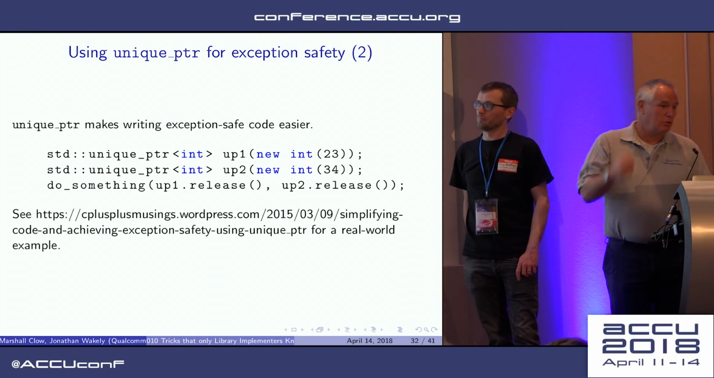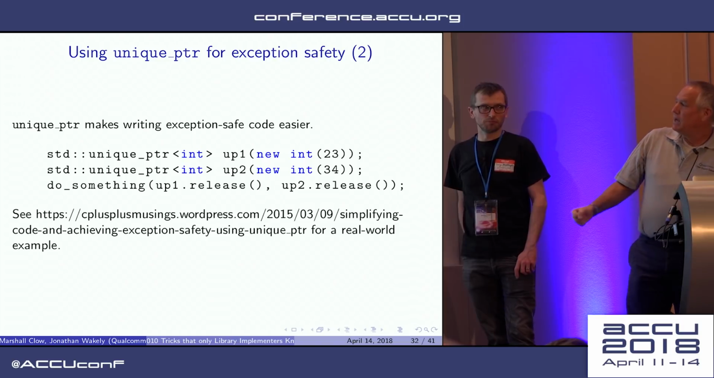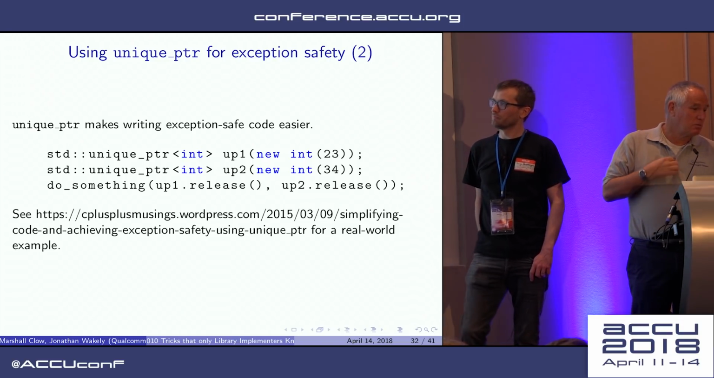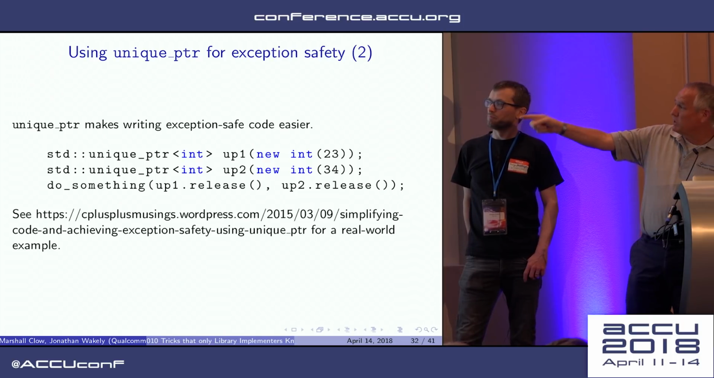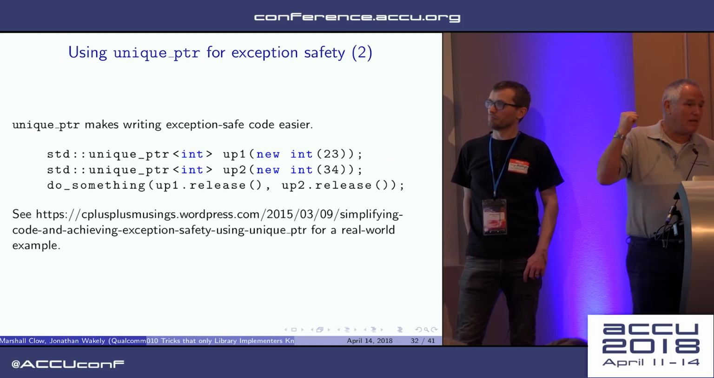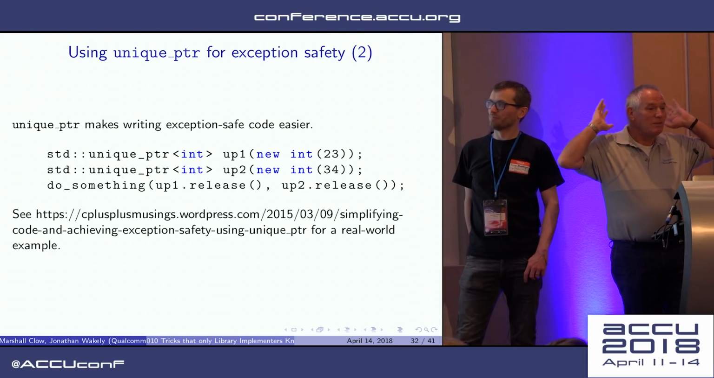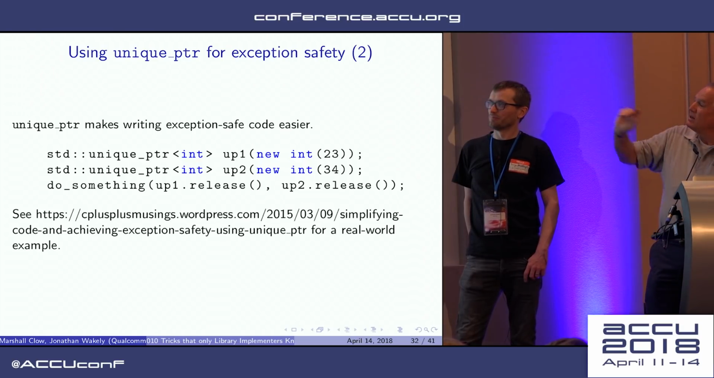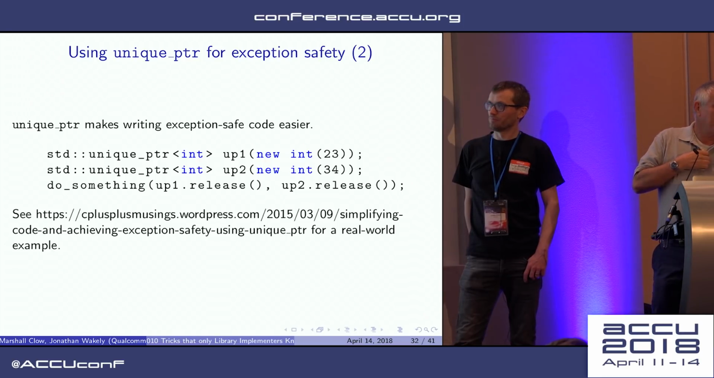With unique pointer, you do the first allocation, stash it in a unique pointer. You do the second allocation, stash it in a unique pointer. And then you pass those pointers, raw pointers, because that's what do something expects. You call release, and the unique pointers let go and say, it's not my problem anymore. I'm done with this. And do something is now responsible for all of this.